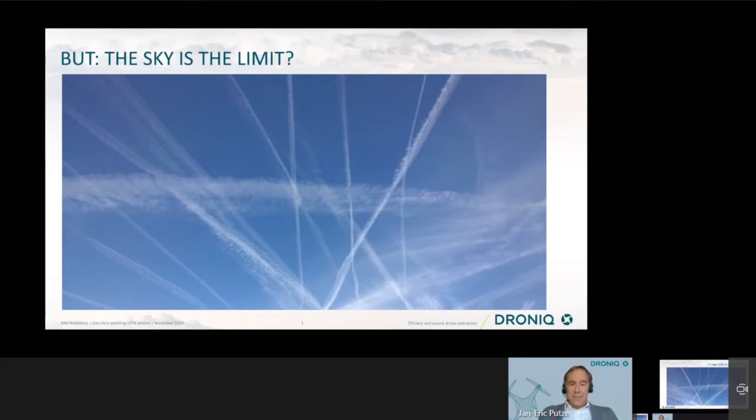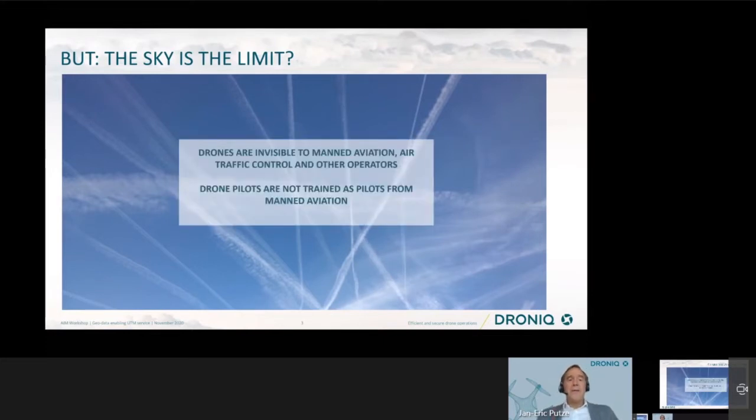And the other thing is, for some reason, drones are invisible. They are invisible for air traffic control and, of course, to other operators, because they have no clue that someone else is flying there. And why is that? Because we're more or less talking about uncontrolled airspace, and in uncontrolled airspace, it's see and avoid. And we try to change that a little bit to detect and avoid. And this is something what Dronic is actually doing.